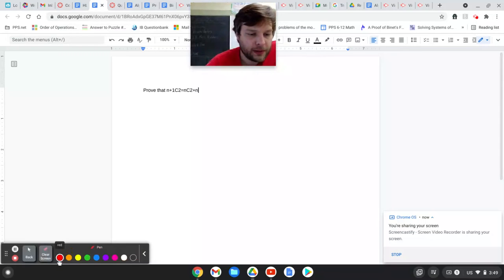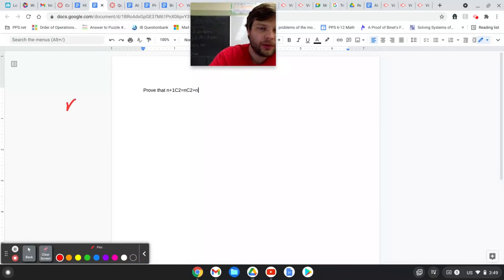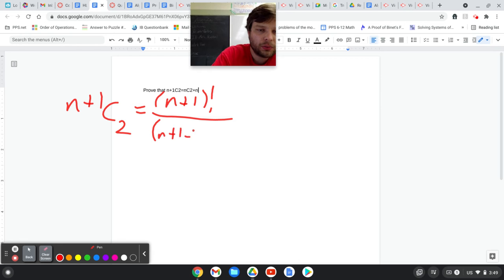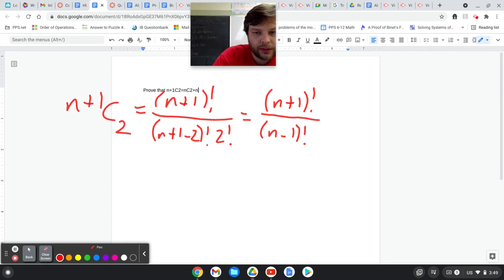So a couple people asked about proving these identities with combinations. If I have n plus 1 choose 2, my goal is to make that into n choose 2 plus n. So I'll start by just using the definition: n plus 1 factorial over n plus 1 minus 2 factorial, times 2 factorial. Then I'll break that down to being n plus 1 factorial over n minus 1 factorial times 2 factorial.